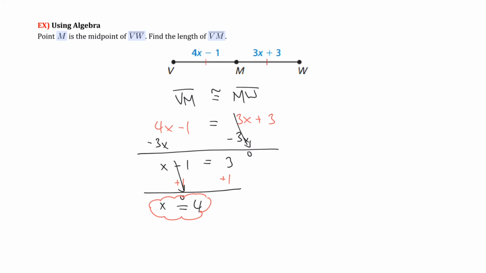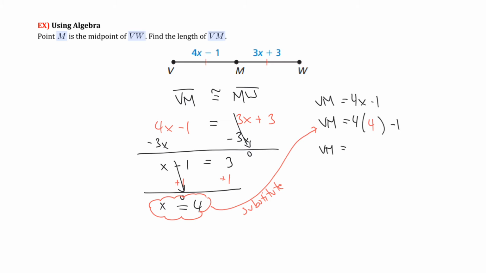So let's substitute in. What we have from the problem is that VM is equal to 4x minus 1. We know what x is now, so let's substitute in for x. So we get VM is equal to 4 times 4, because that's what x is, minus 1. Finishing this up, we get that VM is equal to 16 minus 1. And at the end of the day, we find that our length VM is equal to 15. And that right there is our final answer.